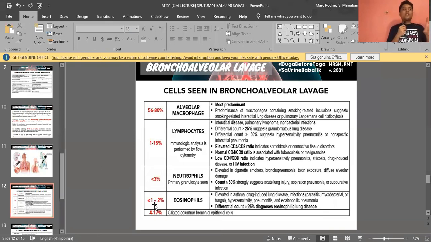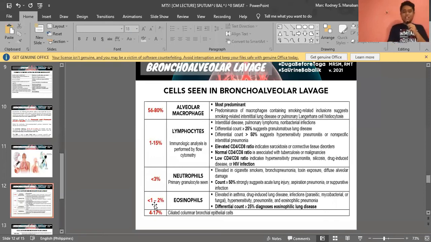I'm not sure lang if ang question kay which of the following is the predominant cell or gi-ask ang percentage. I think naraan ang duha. I think gi-ask kay what percentage of lymphocytes can be seen sa bronchoalveolar lavage, and the answer there is 1 to 15%. As in, di ask na sa board exam, ako na, what the F? I didn't memorize the percentages. My God, di ba? Ganong level.